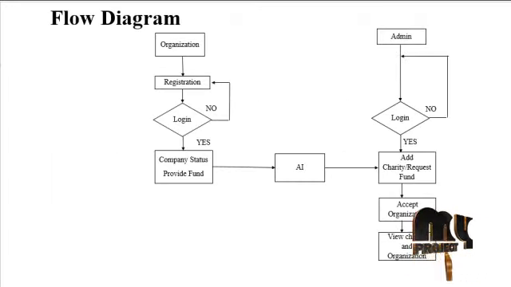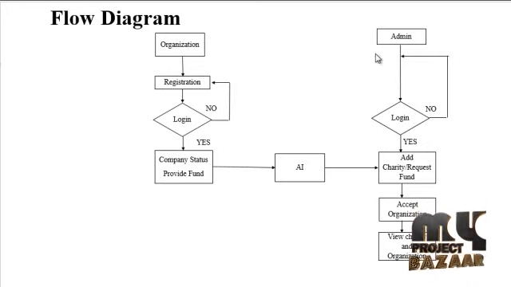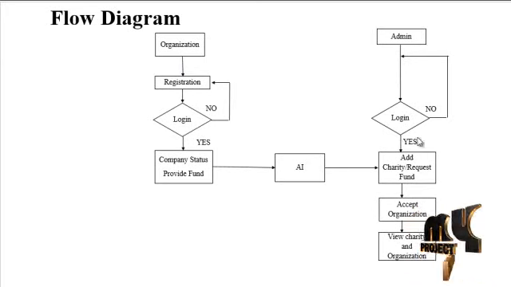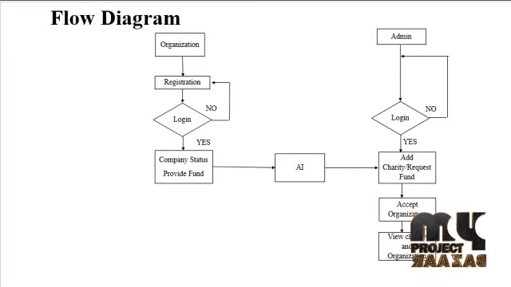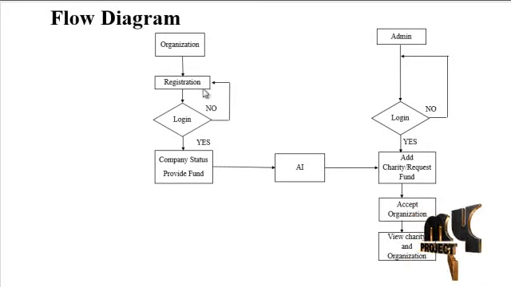Now we can see the flow diagram of our project. Here there are two main things, that is organization and admin. The admin logs into the system and adds charities, requests for funds, accepts the organization, and views charities and organizations. The organization will register into the system and wait for the admin's acceptance.